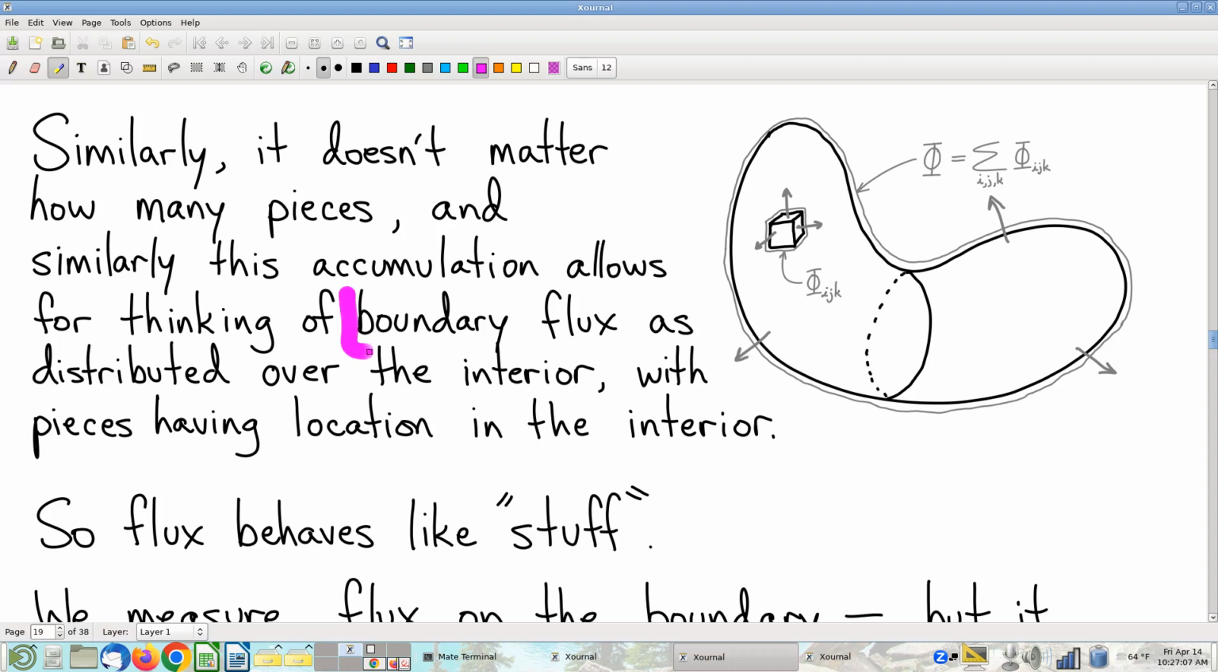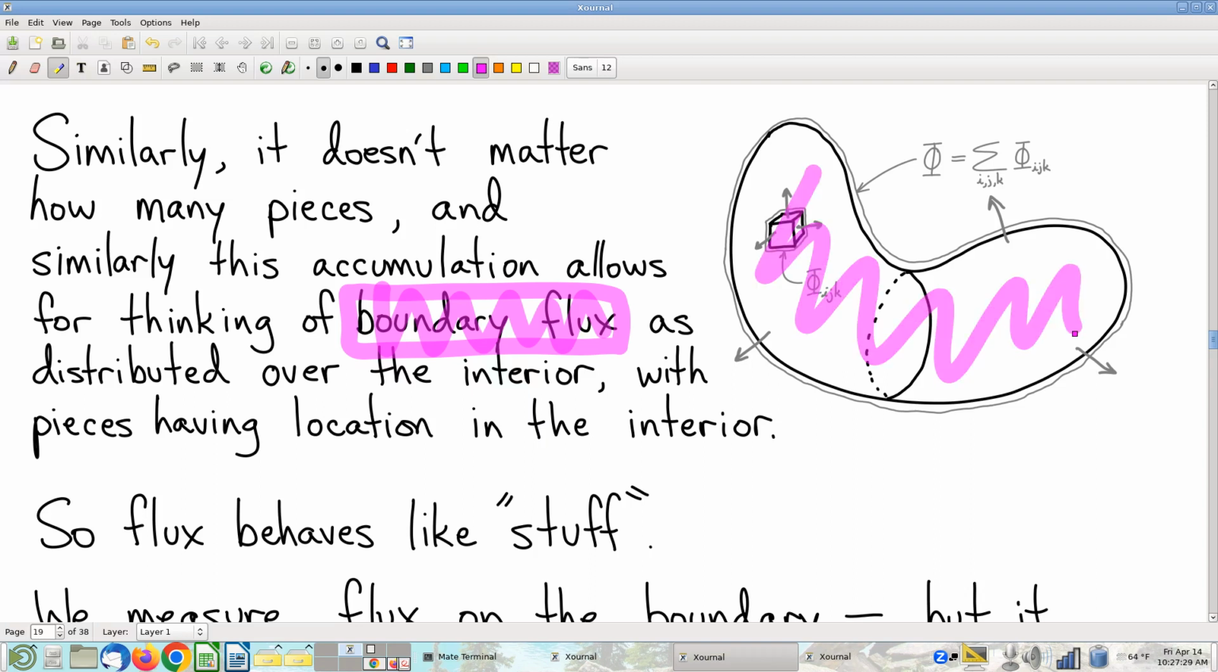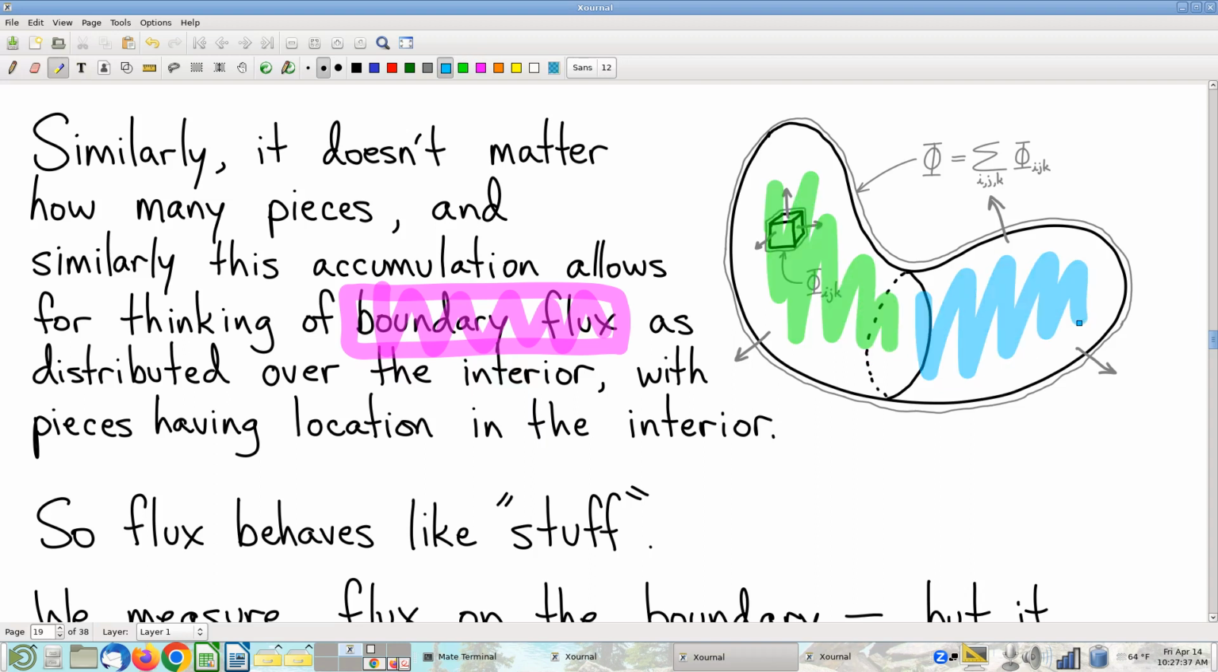So I'm going to replace the word, just for the purposes of this very brief discussion here, I'm going to replace the word boundary flux with made up sound blah blah. And now let me talk through the idea of blah blah as an accumulating quantity. Okay, well, blah blah on the whole is equal to the blah blah on this side plus the blah blah on that side. Well, if you cut this solid in half, the blah blah, some of it's on the green side, some of it's on the blue side, but as a whole, the total blah blah is the same.